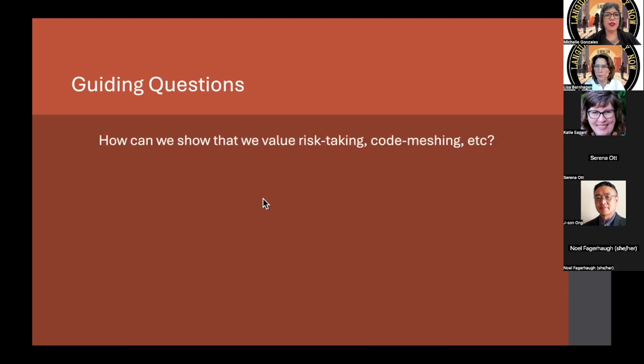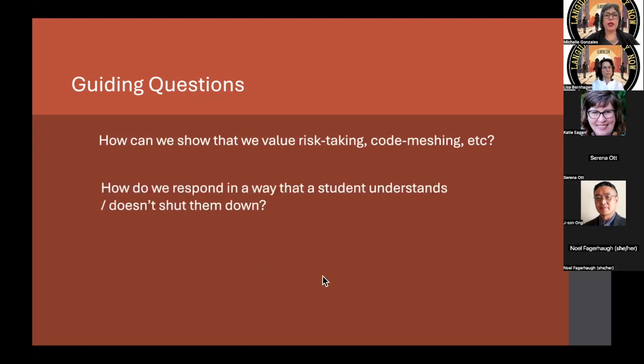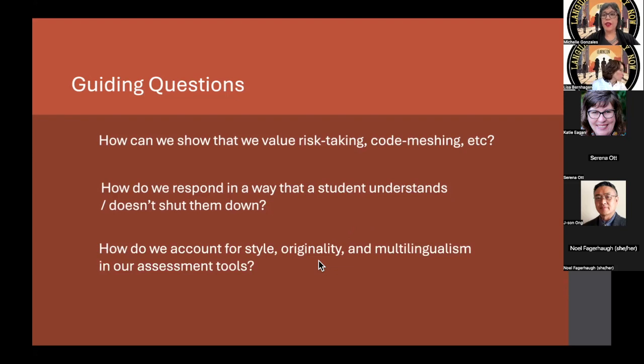So the first guiding question is, how can we show that we value risk-taking or code meshing? How do we respond in a way that a student understands and doesn't shut them down? I had been thinking a lot about my own comments on students' work, like "unclear" and then not saying anything else about it, and how that can shut a student down. Other dismissive similar comments that I've made in the past. And how do we account for style, originality, and multilingualism in our assessment tools? So those are the guiding questions.